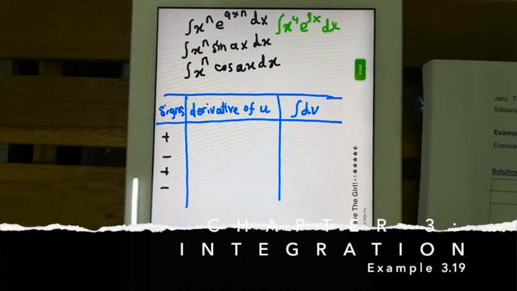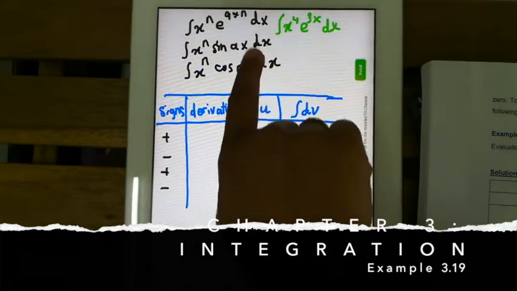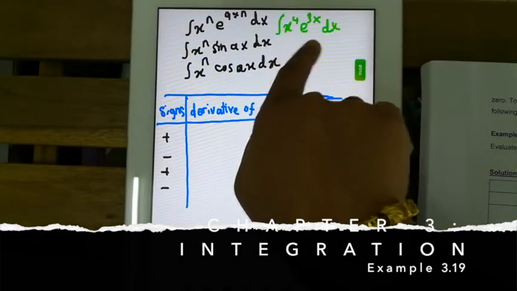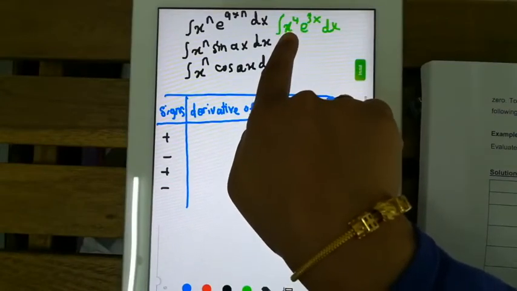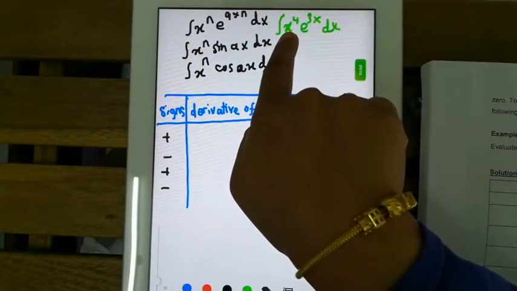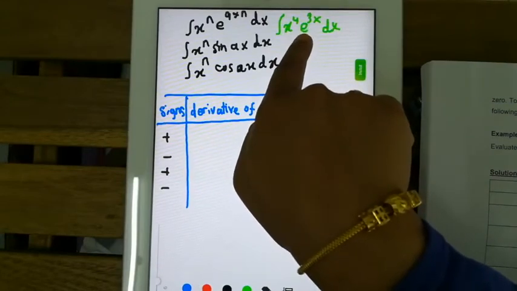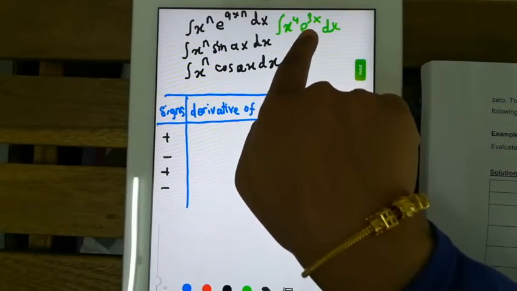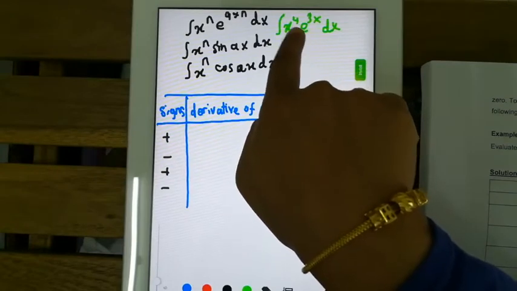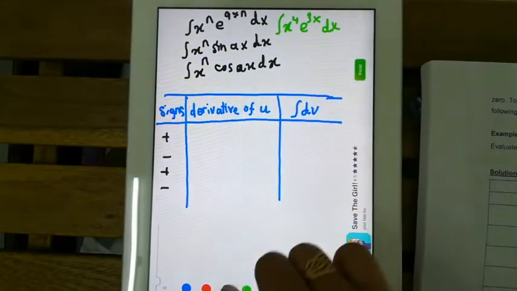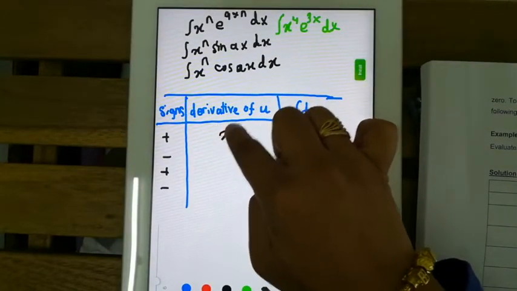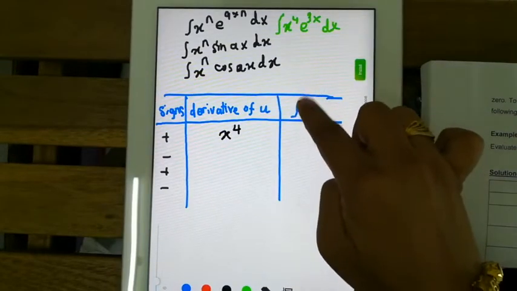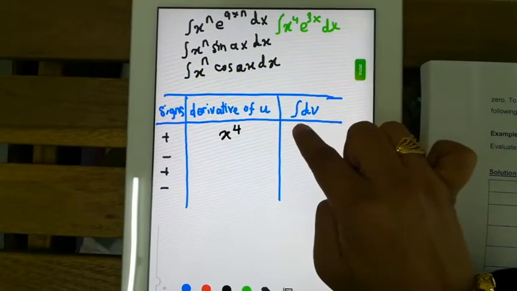So in this case, since it has a combination of 2 different functions, which consists of an algebraic expression, x power 4, and the second function, the exponential. So we know that the u that you must pick is x power of 4, and your dv will be e power 3x.